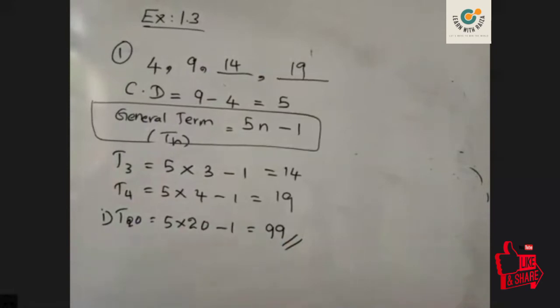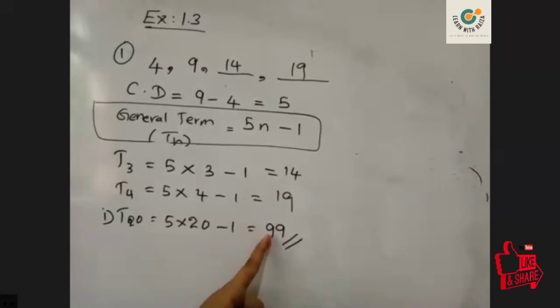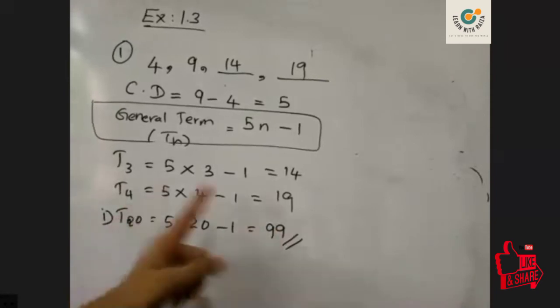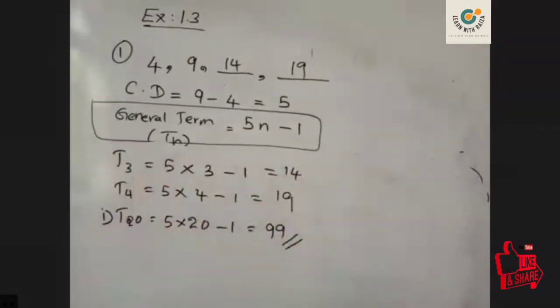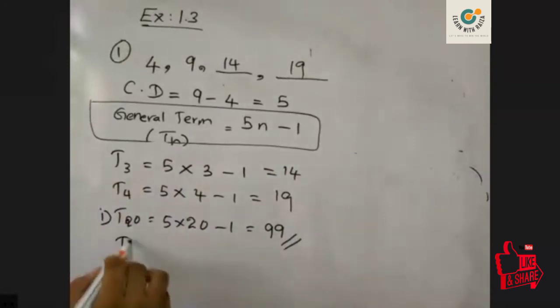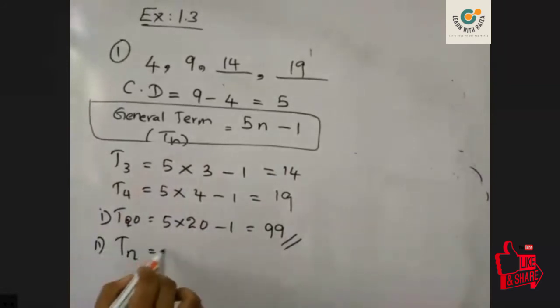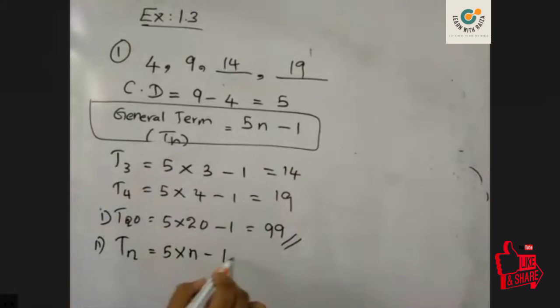So the next question, part 2, they are asking in which term you have 219 matchsticks. In other words, for 99 matchsticks the term is the 20th. For 19 matchsticks, the 4th term. For 14 matchsticks, the 3rd term. Likewise, for 219 matchsticks, Tn is 219, and n we don't know, but we know the answer. So we can find it easily.